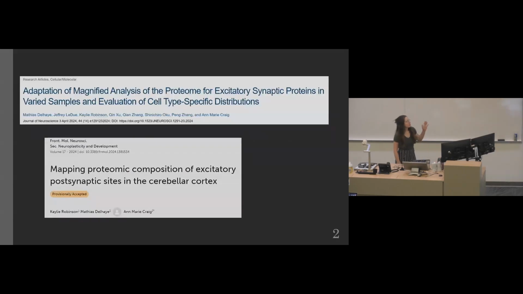So these are two papers, one recently published and the other recently accepted from our lab. The first one is Matthias's paper, which I'm sure you guys will hear about in his presentation. But that one provides a little bit more details on the protocol that I used, the adapted version of MAP. And the second one is my paper, which contains the results that I'm going to talk about today. That one is accepted but not yet published. My thesis is online under the same title. If you guys are curious about that before it's published, there's a version of the paper in my thesis.